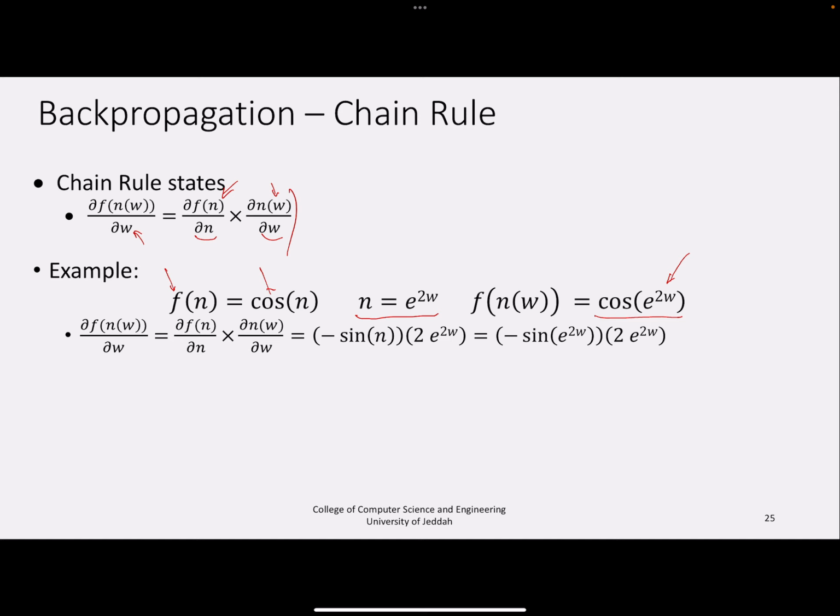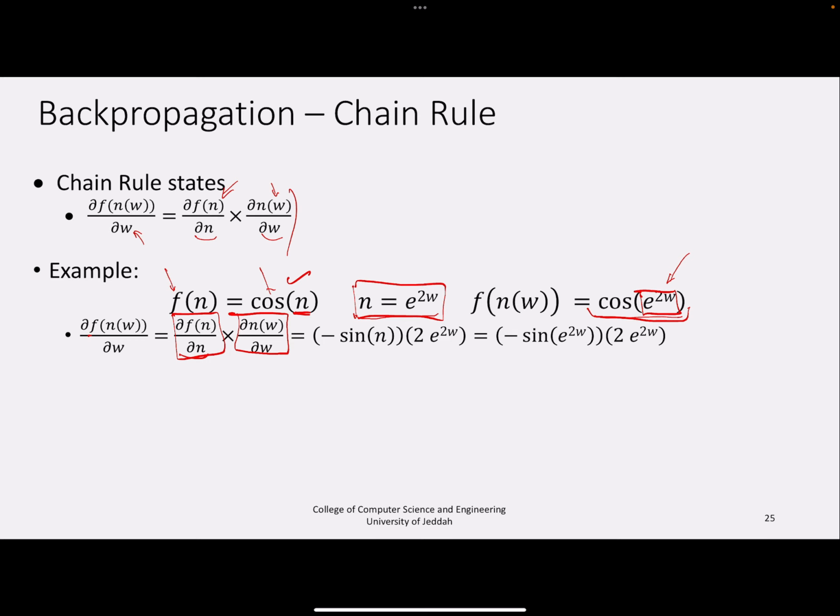So what we'll do is we'll find the derivative of f, meaning cos of e to the 2w. We'll hide this e to the 2w part. We'll treat it as a variable n, and we're just going to take the partial derivative of this function cosine of n with respect to n, and that'll give us the first term. And then we take this much simpler function n in terms of w and find its partial derivative with respect to w, and then we just take the product of the two.